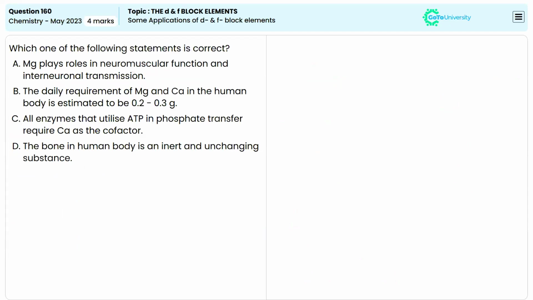Next question. Which of the following statements is correct? So we have four different statements here. We have to choose the correct one. Okay, so let us see each and every option given here.